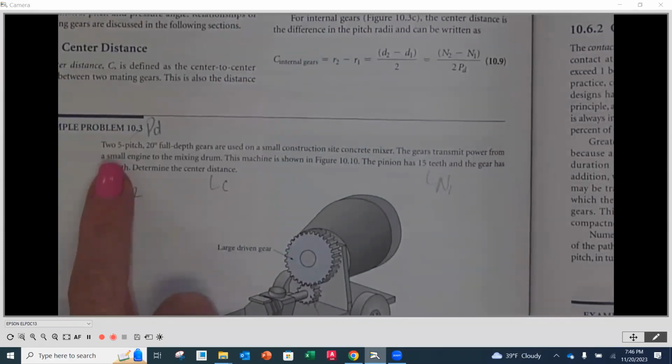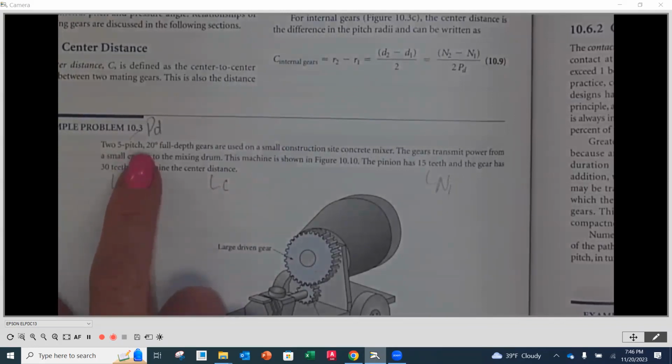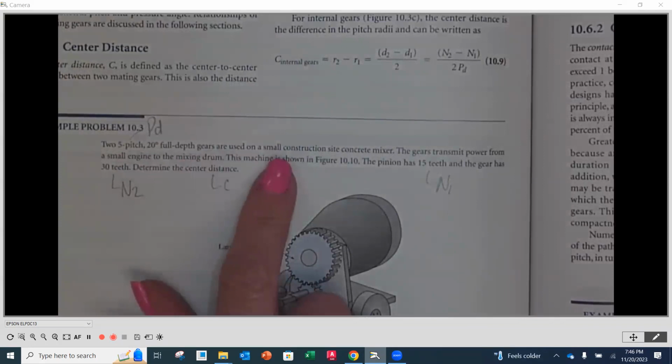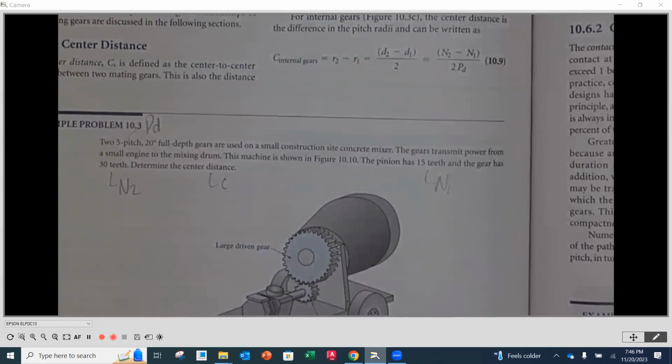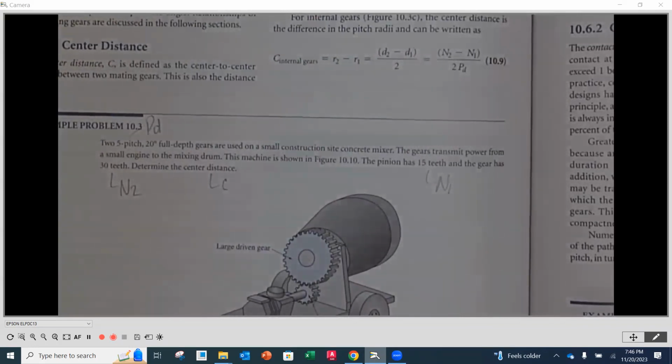First off, this example says we have 2 5-pitch 20-degree full depth gears used in a small construction site cement mixer. You'll notice it says 5-pitch, and this is where it can get confusing because we've got pitch diameter and we've got diametral pitch. Notice they're not using any units with the number 5. Do you think it's a diametral pitch or a pitch diameter? It's a diametral pitch, because that's the size of the tooth, and we don't call units of teeth per inch. If it was a pitch diameter, it would have inches after the 5.